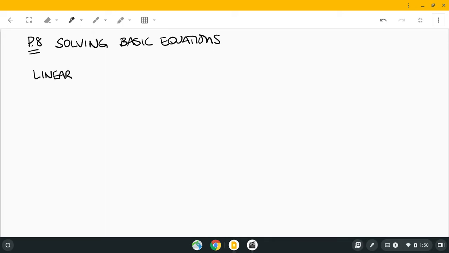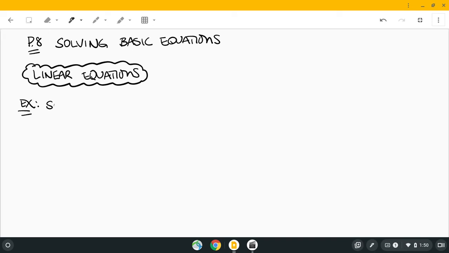Take notes. Solving basic equations. All right, so let's start off with some linear equations. I'm pretty sure you're proficient at solving these. Okay, so linear equations, they look like this.